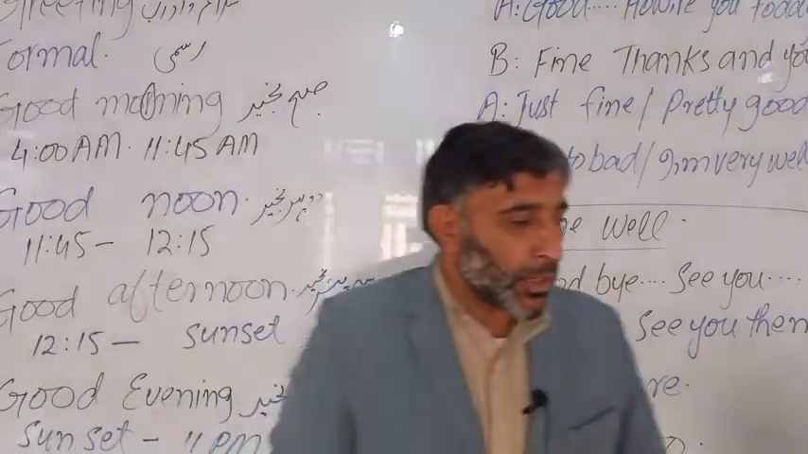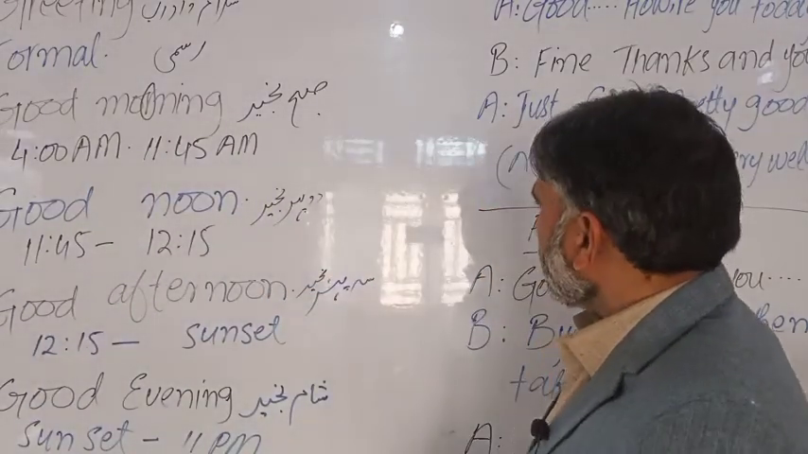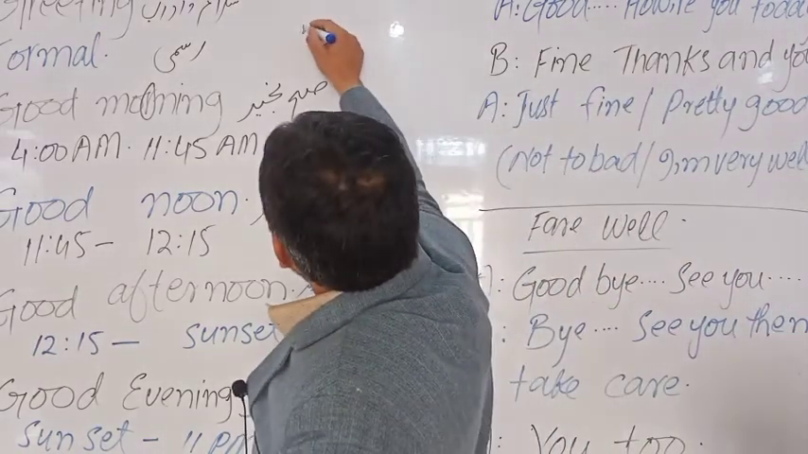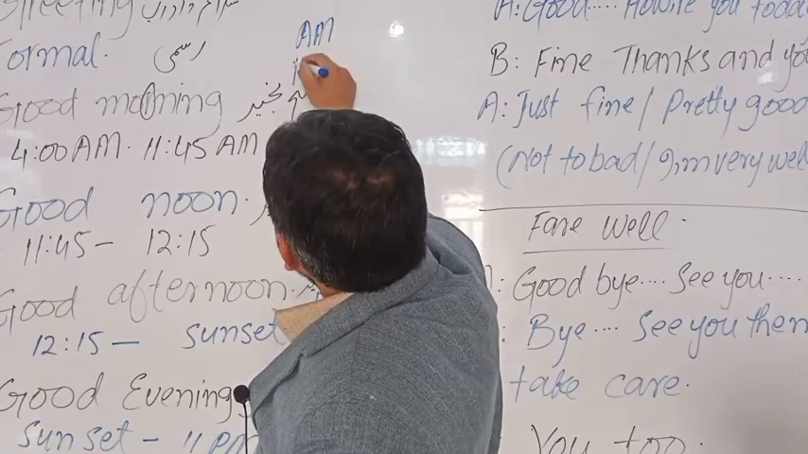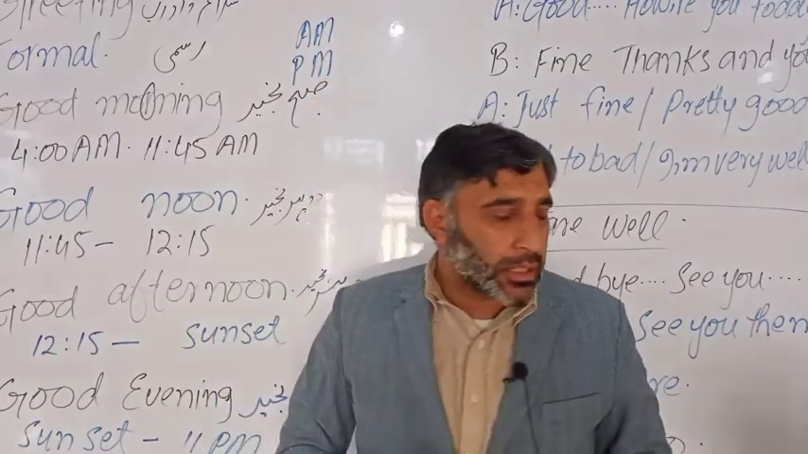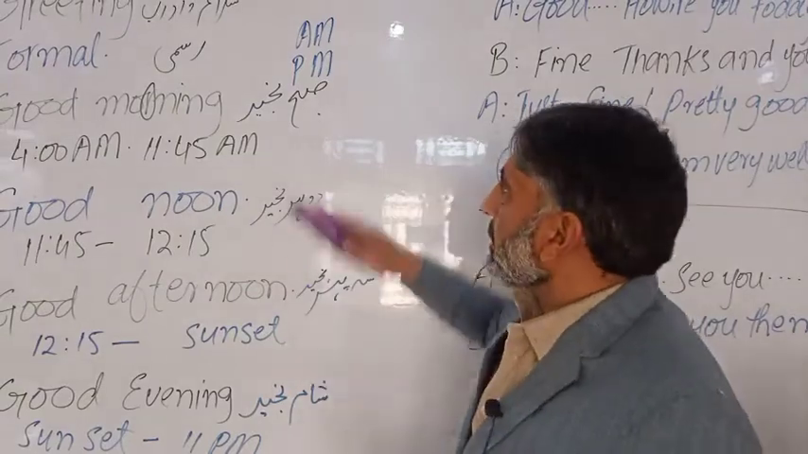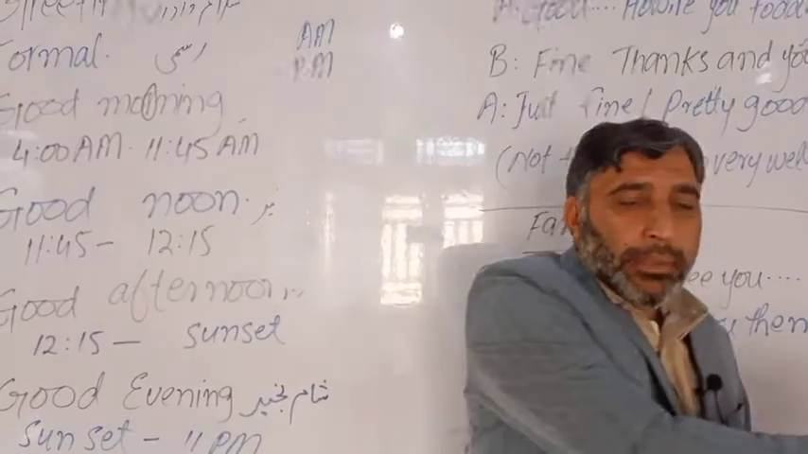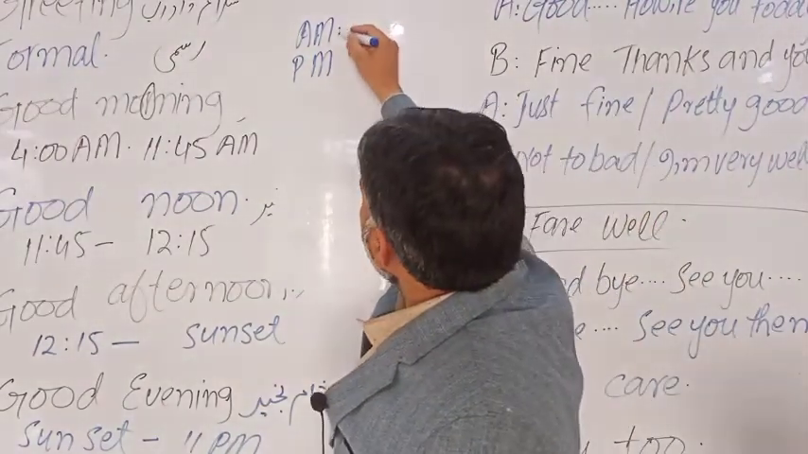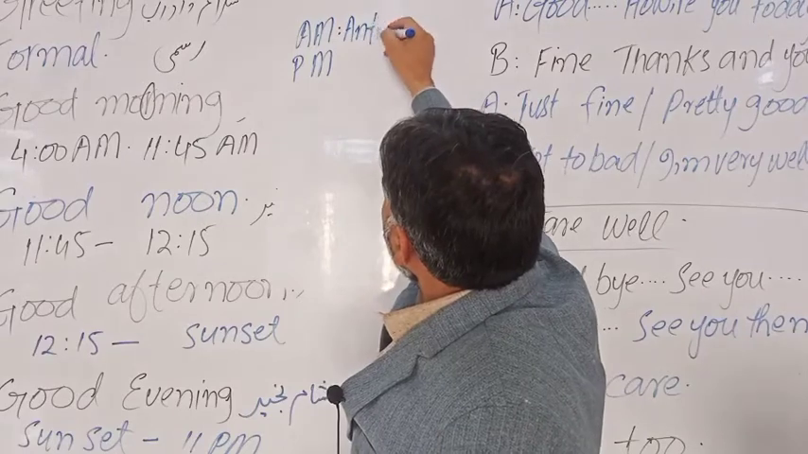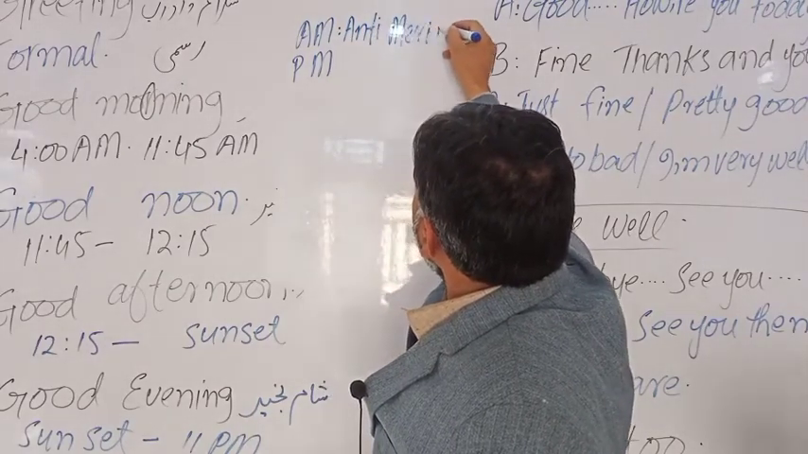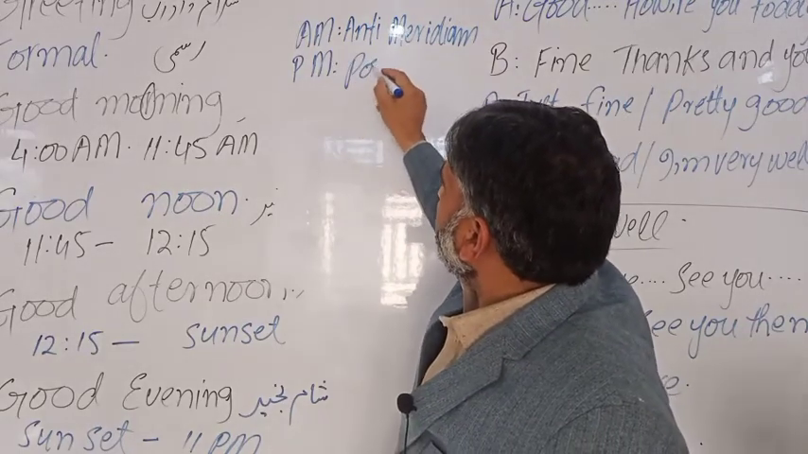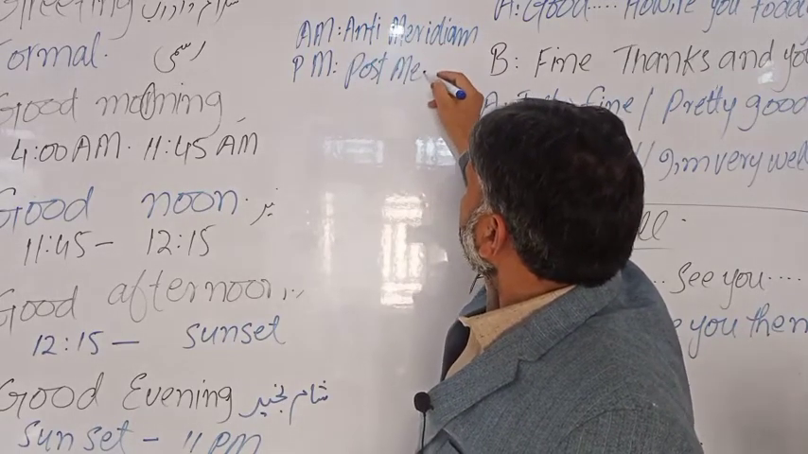Now we are coming to another activity, dear viewers and listeners, and that is AM and PM. What's the abbreviation of AM and PM? Do you know the abbreviation of AM and PM? AM means anti-meridian, and PM means post-meridian.